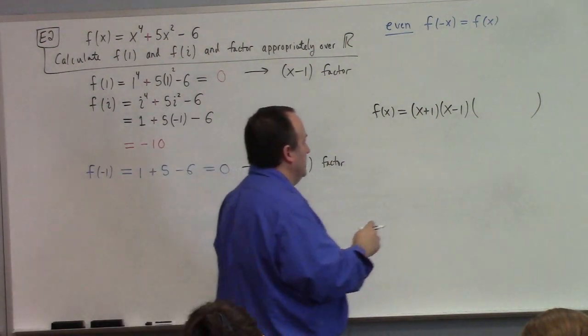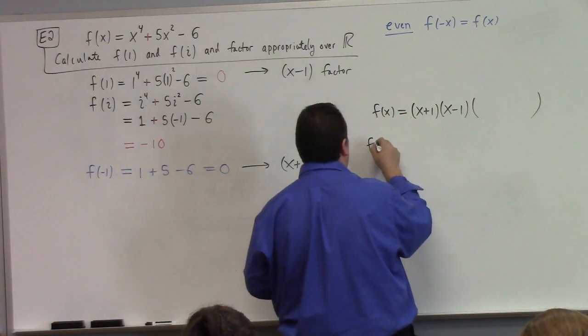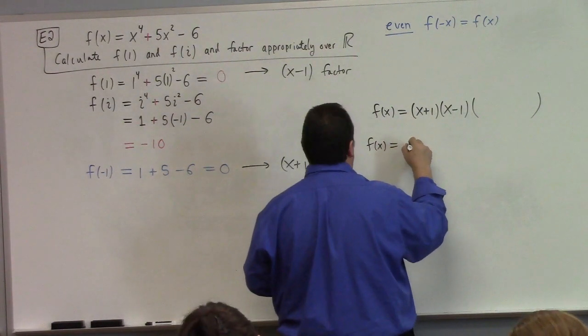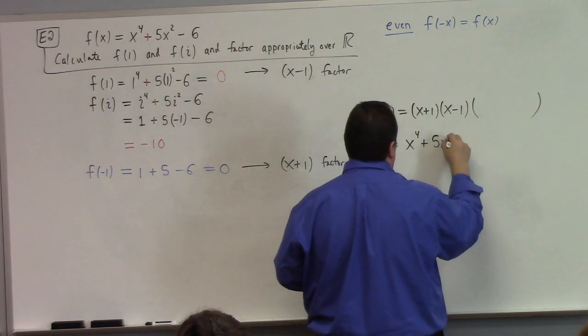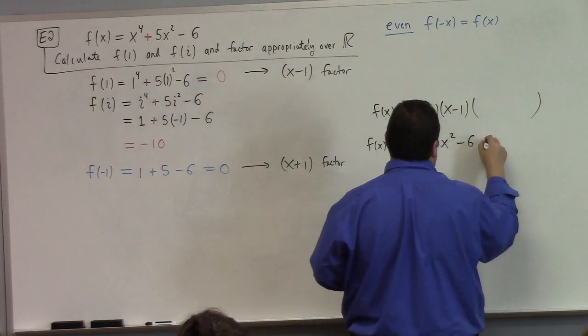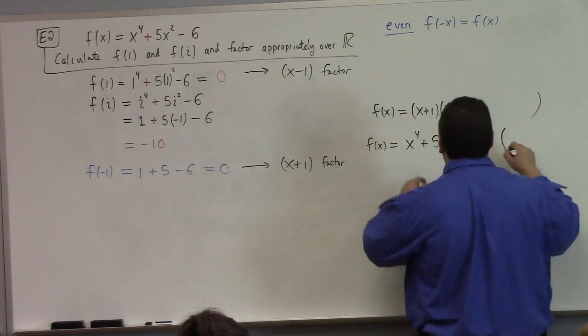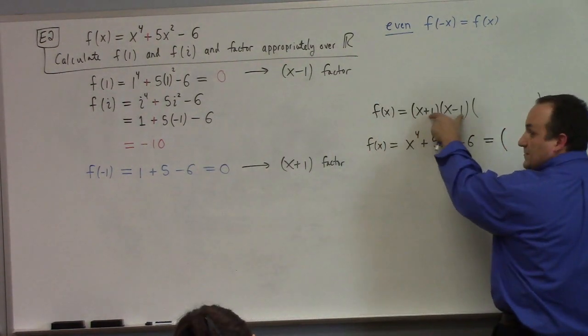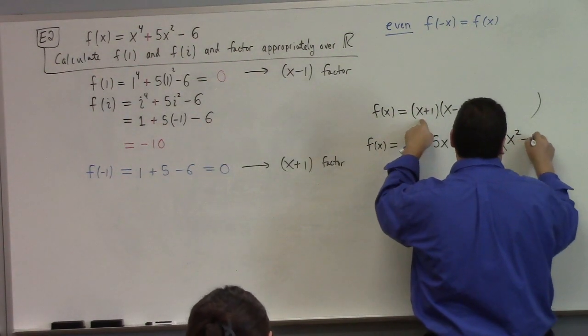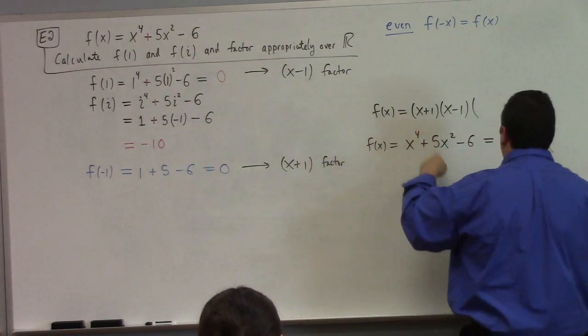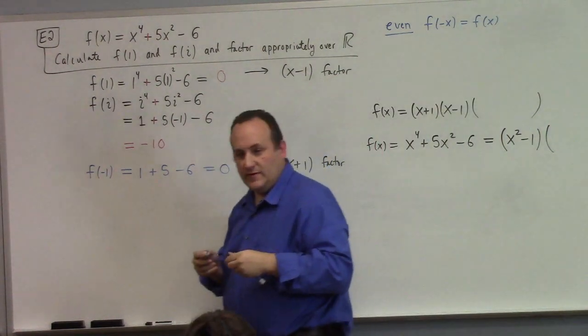Now, of course, it might help to write it like this. f of x is equal to x to the 4th plus 5x squared minus 6, which is equal to, let me go ahead and multiply these out, because it makes our life easier for the moment. That's x squared minus 1 times the thing in parentheses I haven't filled in yet. Can you guys help me fill in the parentheses?